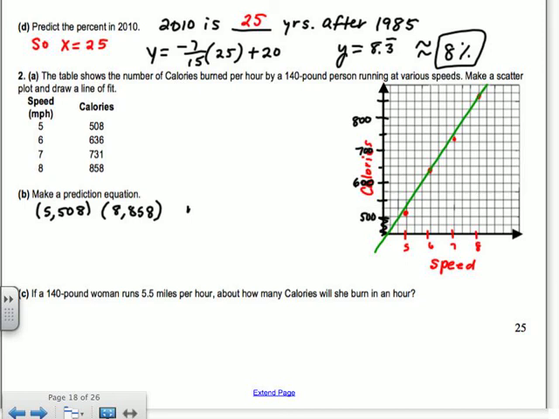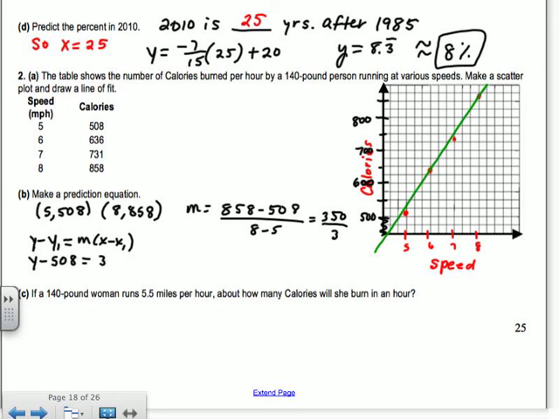So I'm going to find my slope. So 858 minus 508 divided by 8 minus 5. So 350 over 3. We don't know the y-intercept this time, so we're going to have to do y minus y1 equals m times x minus x1. And we can use either point. So I'm going to use the 5, 508. So I'm going to have y minus 508 equals m, so 350 over 3, times x minus 5.